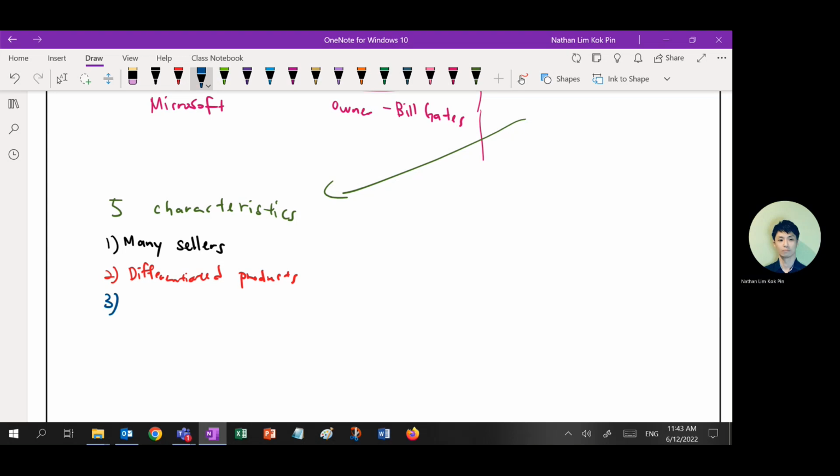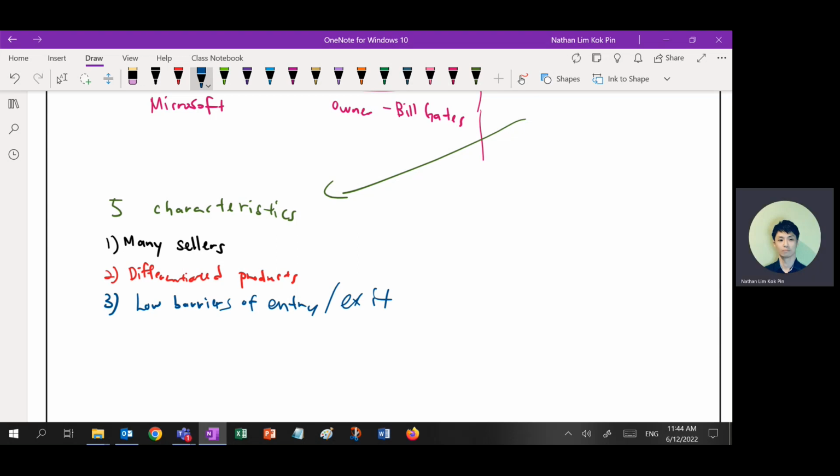Third thing, low barriers of entry. It's not none, but low. Still have some barrier of entry, but not a very high barrier. You still need to apply for a license, but the license requirement is not very high. Make sense?